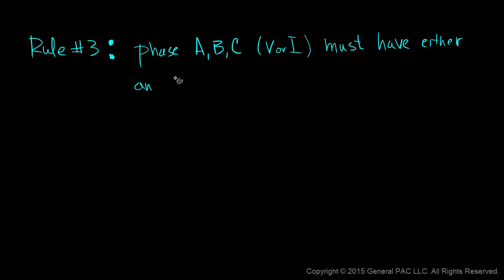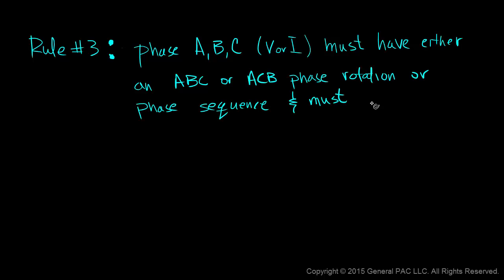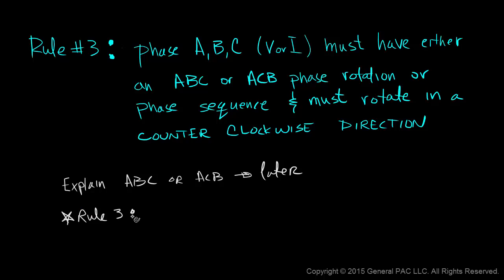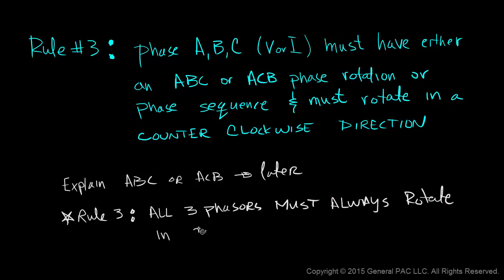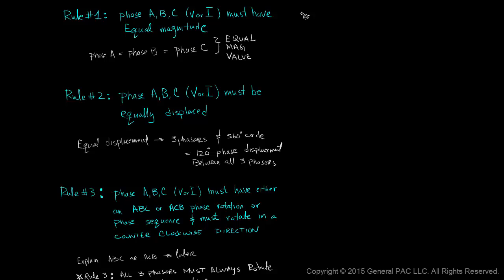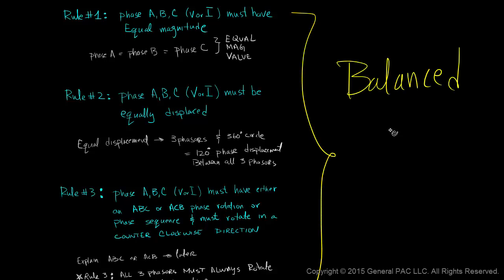Rule number 3. Phase A, B, and C voltages or currents must have either an ABC or ACB phase rotation or phase sequence, and must rotate in a counterclockwise direction. We'll explain ABC or ACB phase rotation or phase sequence in just a little while, but the most important thing to remember about rule number 3 is that all 3 phasors must always rotate in a counterclockwise direction as per the IEEE and ANSI standards. All 3 rules contribute to something we call a balanced system.